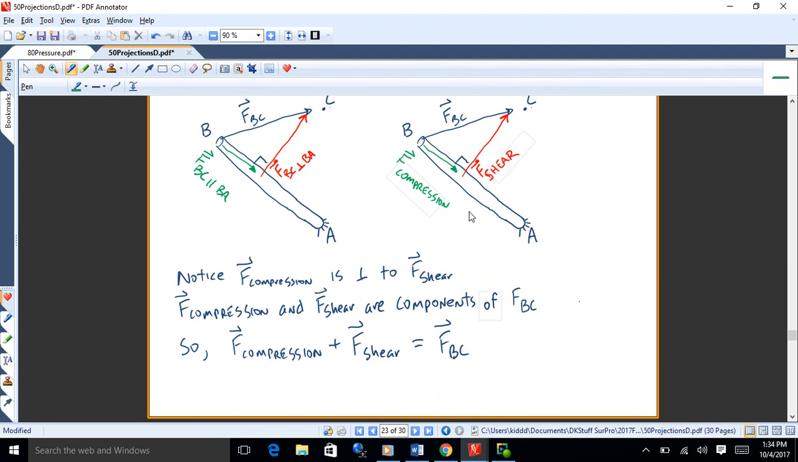So F compression plus F shear, if they're added as vectors, will get you the total. So if you've got the total vector and you've got the compressive vector, you can find the shear vector if you want. Using this dot product, you can find the tension or compression directly, then you can back into what the shear is also if you want. That would get you enough information to design that thing for this particular case, because you'd have both the compression and the shear, and then given that, you could design it.